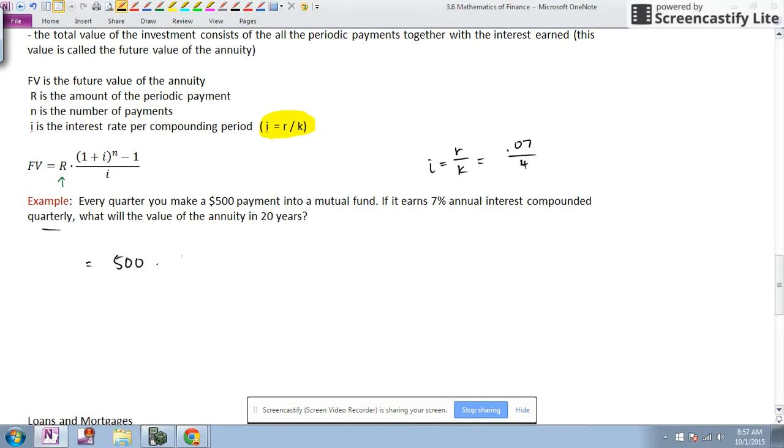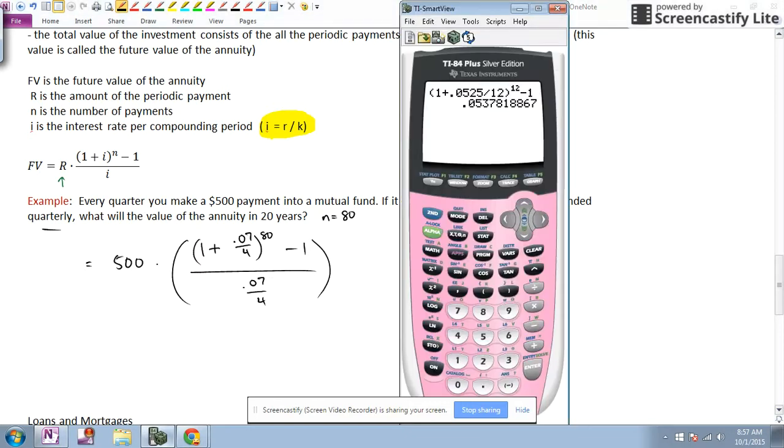So I would have 500 times, right? 1 plus 0.07 over 4. Now, how often is that? N is the number of times. So for 20 years, but if they're doing it 4 times a year for 20 years, our N value is going to be 80. And then minus 1 all over I, which is 0.07 over 4. And boom, there it is, right? Super mess. But again, we have calculators which do this great job for us.